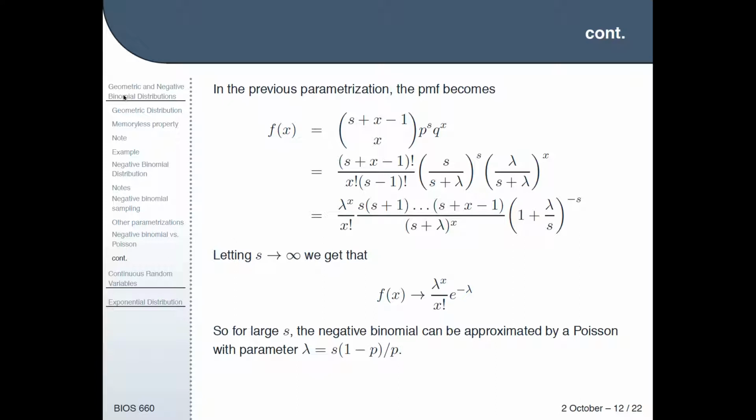So, punchline, the negative binomial distribution can be approximated by a Poisson distribution with the appropriate parameterization.